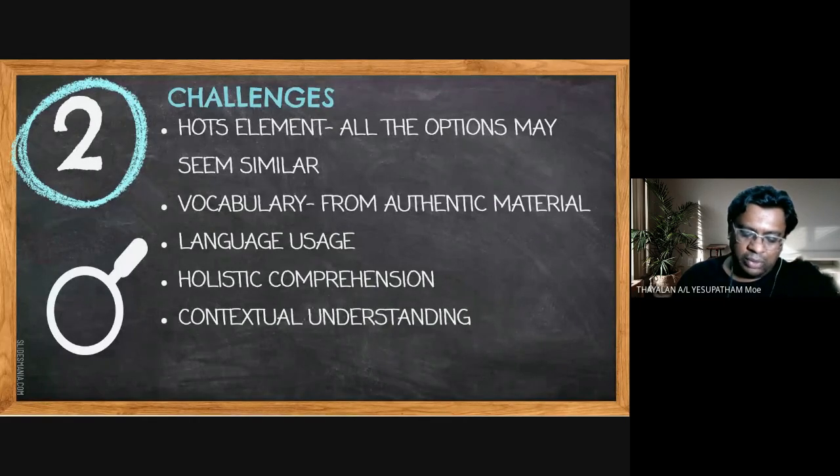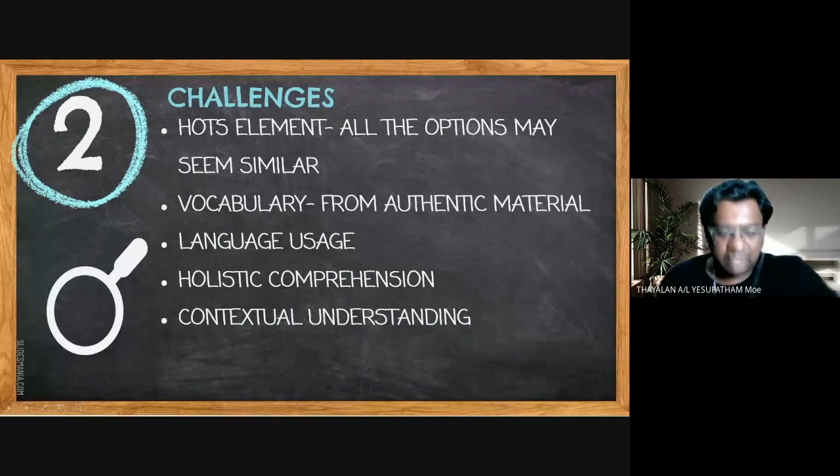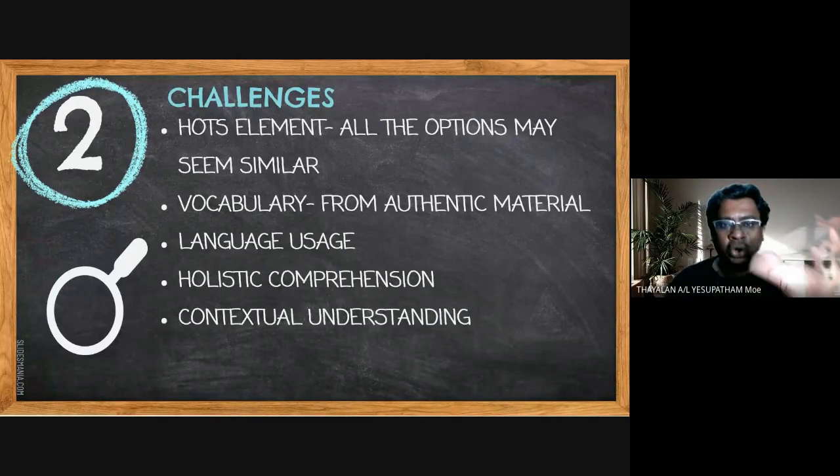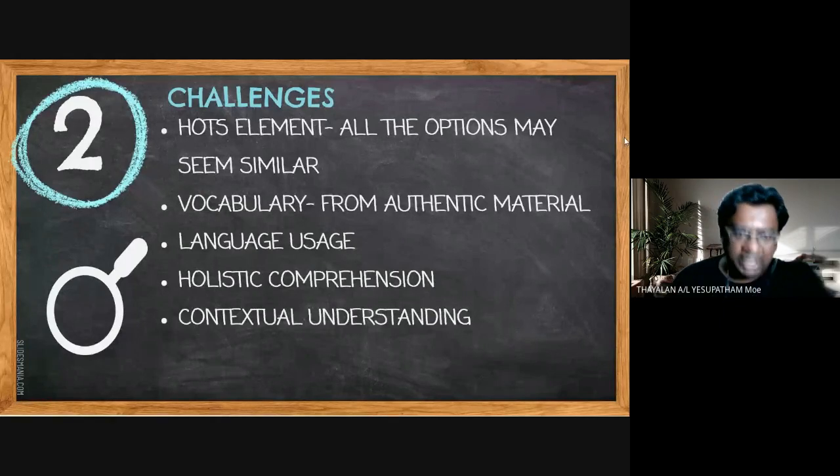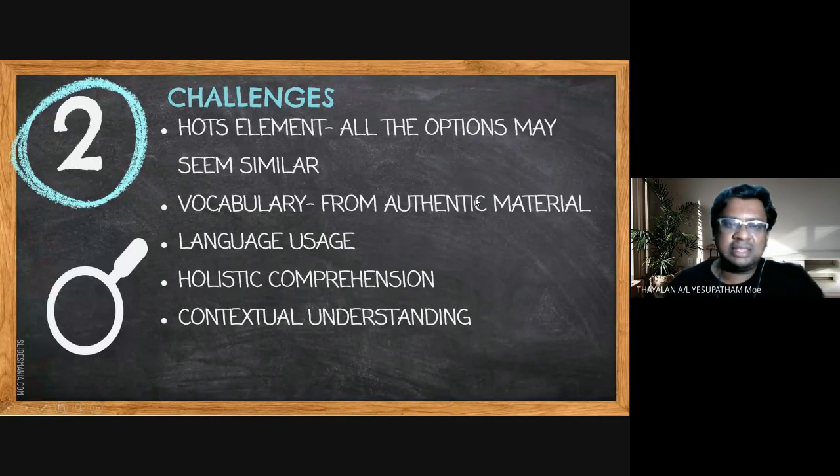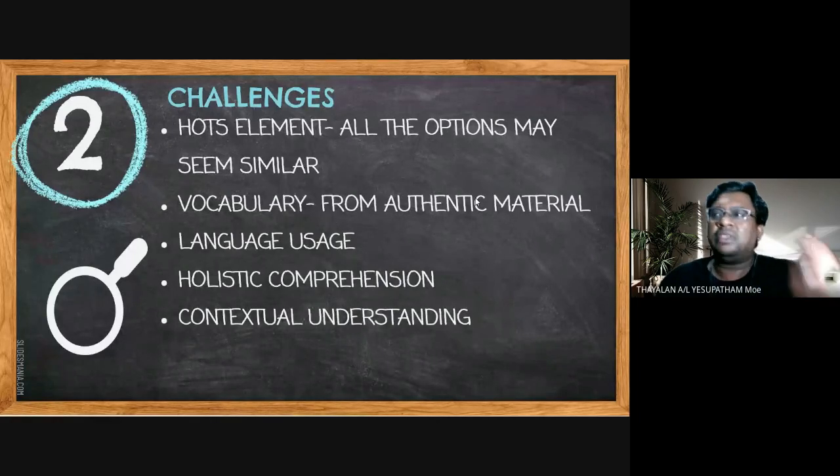When we talk about holistic comprehension, for the whole text, the whole material that is given, you need to have a complete understanding of what is in the text, number 1. Number 2, contextual understanding. This is to understand what a particular word or phrase or idea means in a given context.